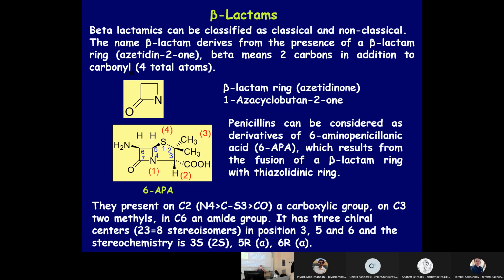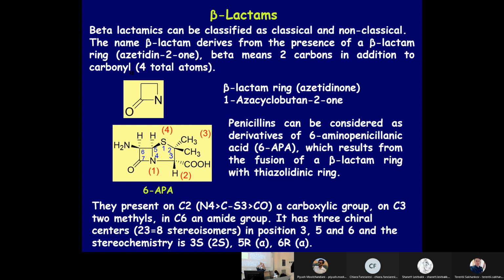Here you can see the model of the aminopenicillanic acid. You see here in red the acidic function. Here you can see the 2 methyl groups. This is the sulfur, this is the thiazolidinic ring.